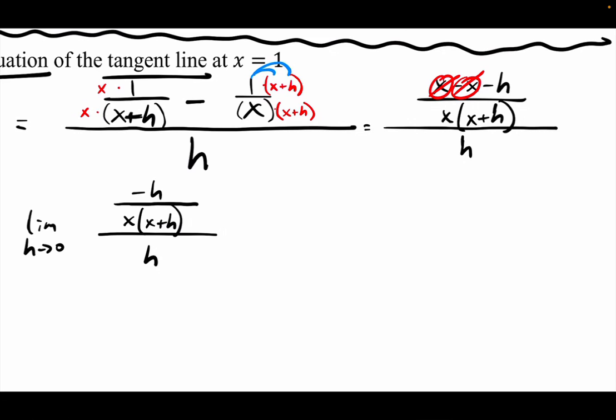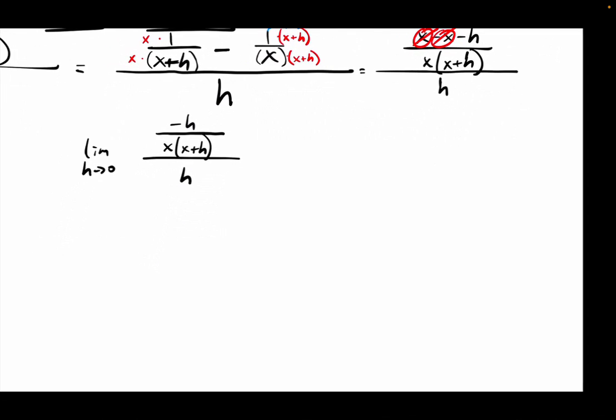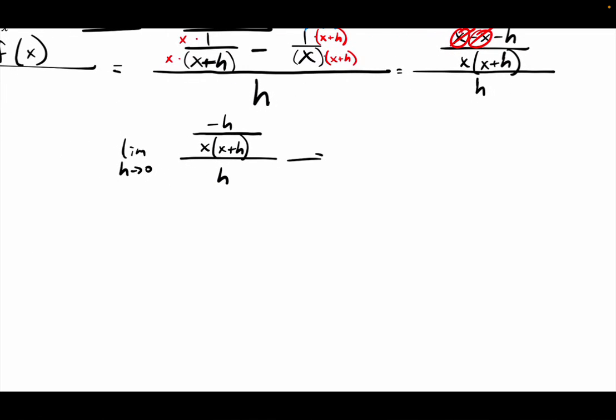So when you do that, the top fraction is going to stay. Division is going to change to multiplication. h will flip, will be a reciprocal. Keep, change, flip. We did this last chapter as well. So it would be negative h over x times x plus h, times, and then flip h. When I flip h, it'll be 1 over h.